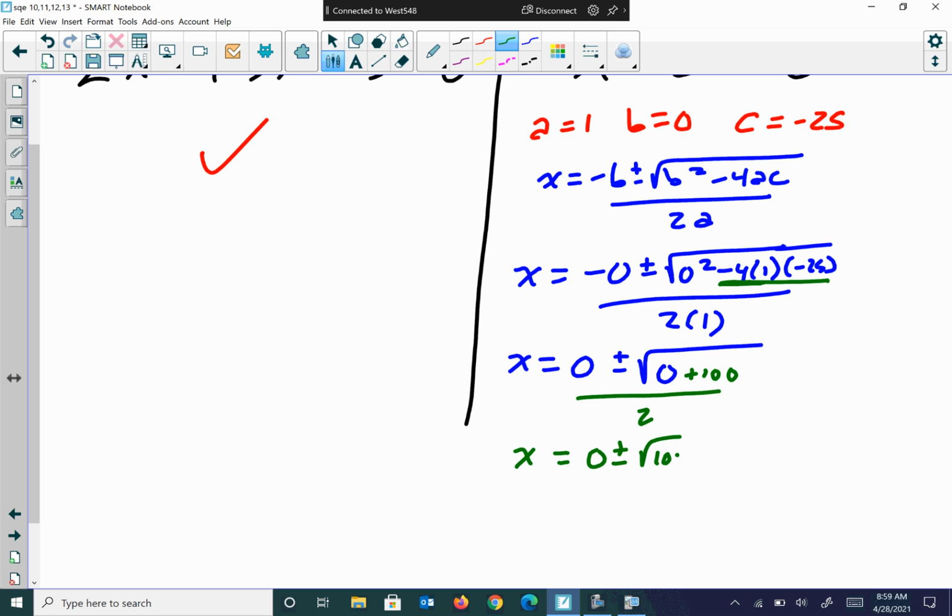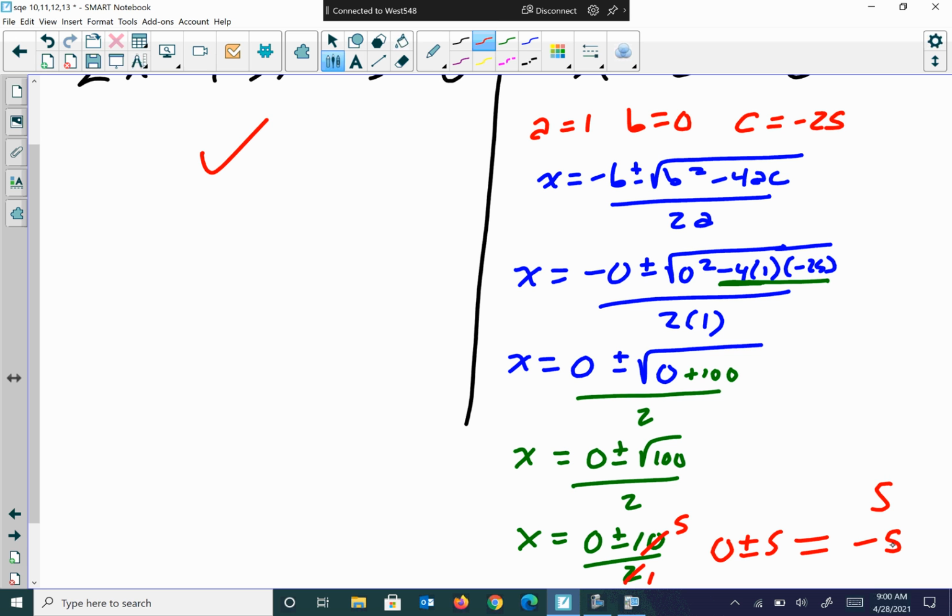What's the square root of 100, my friends? 10. So 0 plus or minus 10 all over 2. I took the square root of 100. 2 doesn't go into 0, but what is 0 over 2? 0. Plus or minus, 2 goes into 10. Okay, so 0 plus 5 is 5. 0 minus 5 is negative 5. There's my answers.